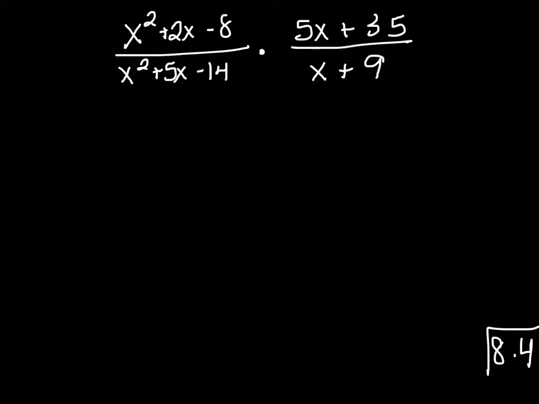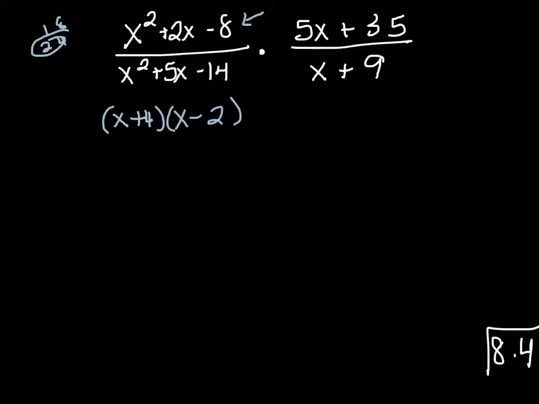Here's a couple problems from 8.4. The first thing I'm going to do in this problem is factor anything I can factor. So this first one, multiples of 8, 1 and 8, 2 and 4, that subtract to give me 2. So when I factor the top, I get x plus 4 and x minus 2.